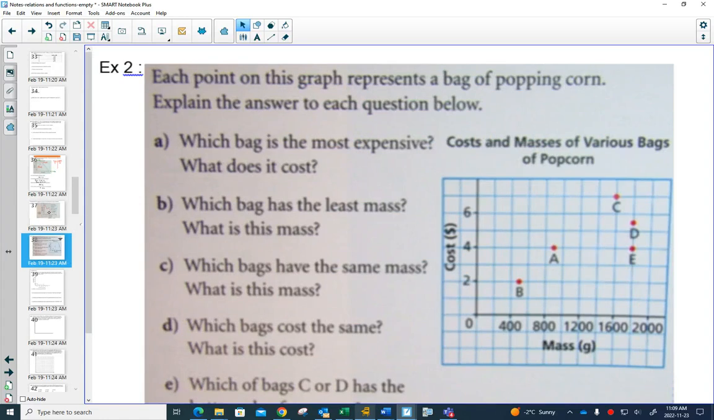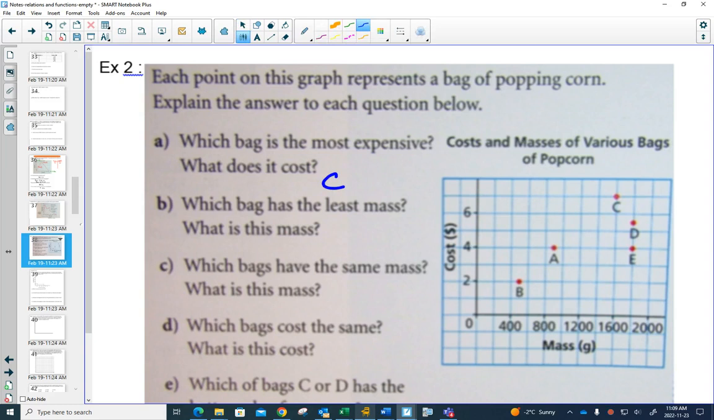So, example 2. Each point on this graph represents a bag of popcorn. Explain and answer each question below. Which bag is the most expensive? C. So we look at the cost. That bag is the most expensive. Definitely going to be C.